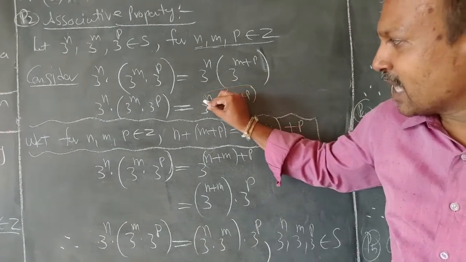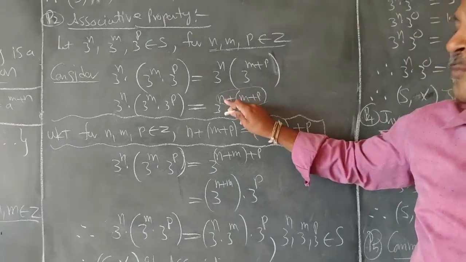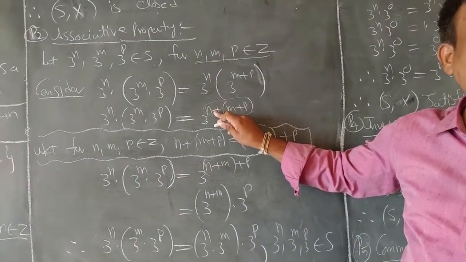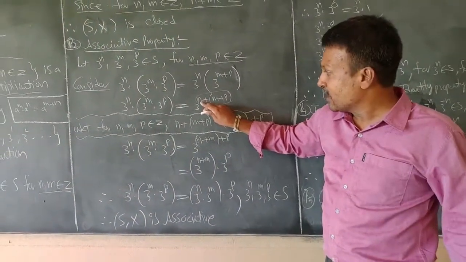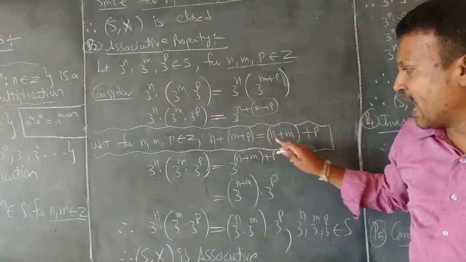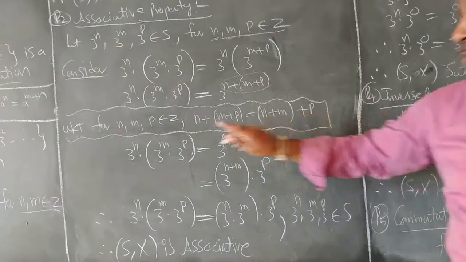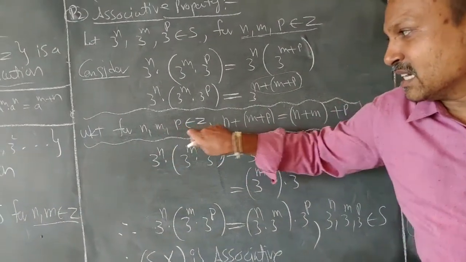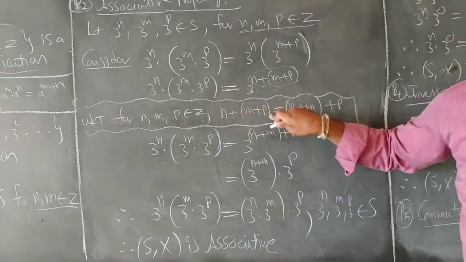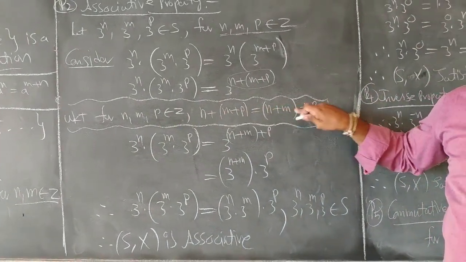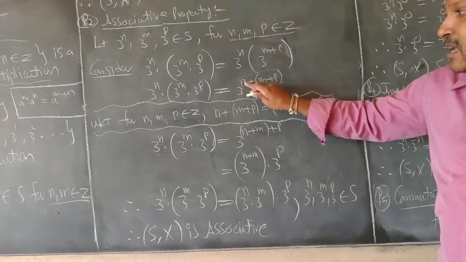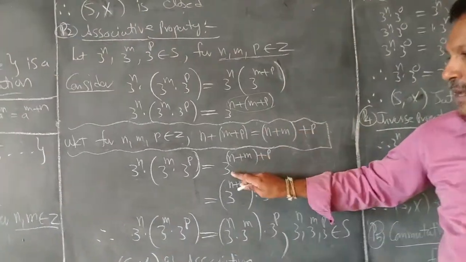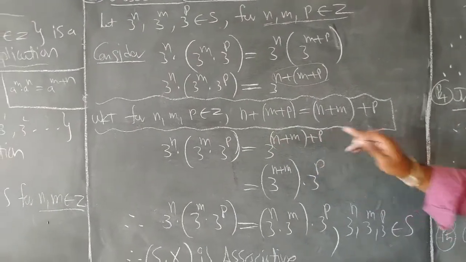Here, if I go to this exponent, it is in the form of the associative property of Z with respect to addition. Therefore n plus of m plus p can be written as n plus m of plus p. Why? Because for any three integers, n plus of m plus p will be equal to n plus m of plus p. Therefore on the right hand side, instead of 3 power n plus of m plus p, I have taken 3 power n plus m of plus p, right?